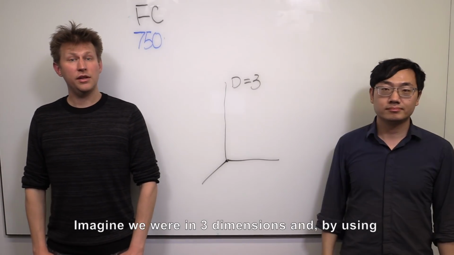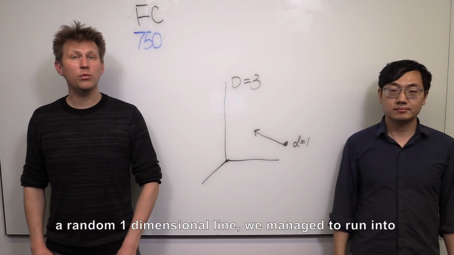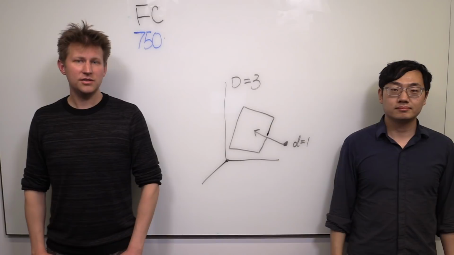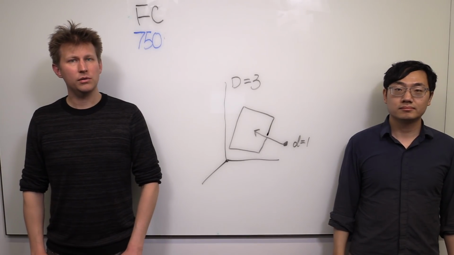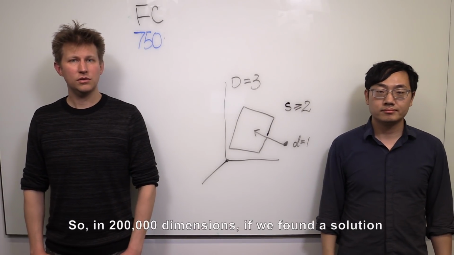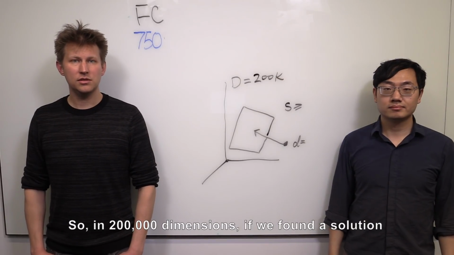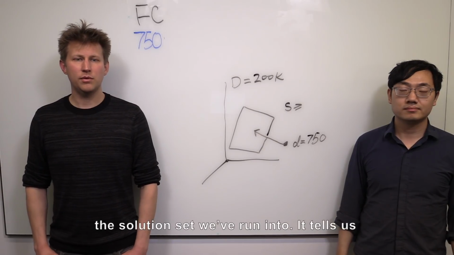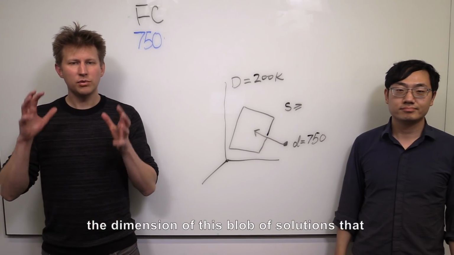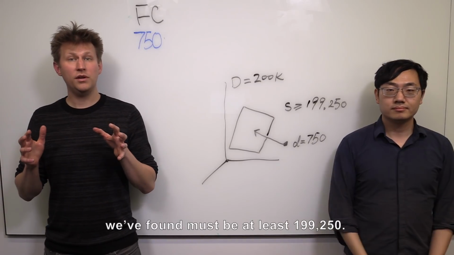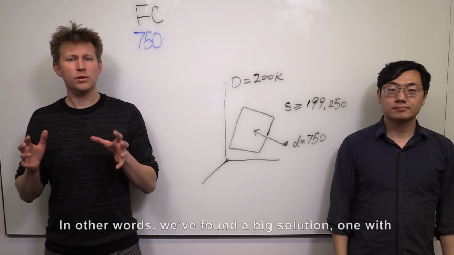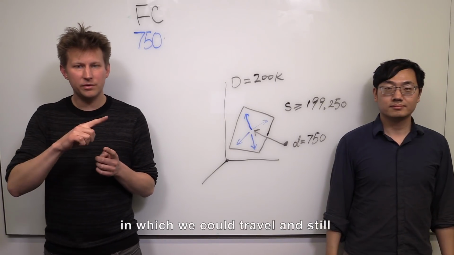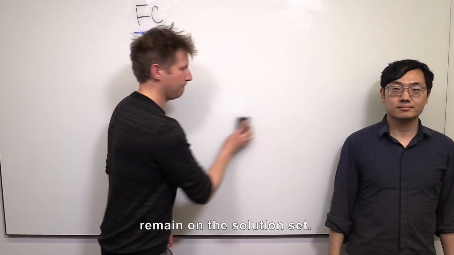So imagine we were in 3 dimensions, and by using a random one-dimensional line, we managed to run into a solution. So barring extremely lucky scenarios, we would know that the solution we found must have at least 2 dimensions. So, in 200,000 dimensions, if we found a solution by using 750, it tells us something basic about the solution set we've run into. It tells us the dimension of this blob of solutions that we found must be at least 199,250. In other words, we've found a big solution, one with a lot of redundancy, or with many directions in which we could travel and still remain on the solution set.